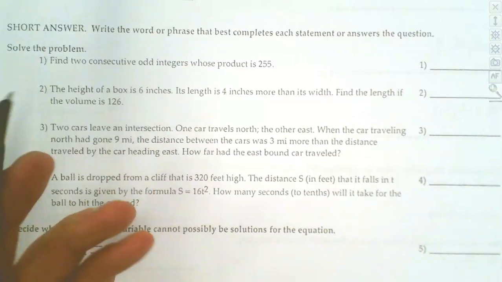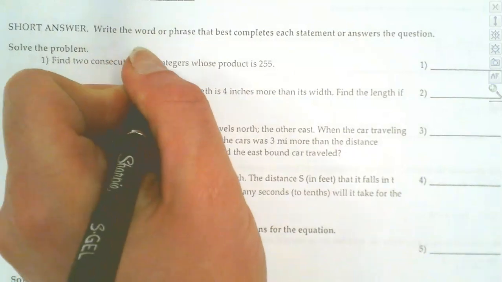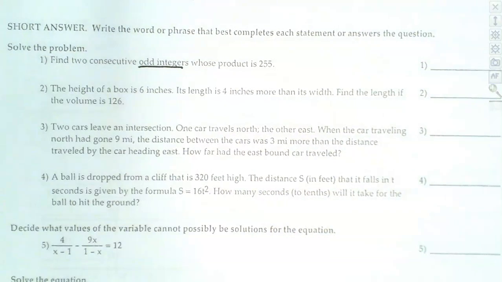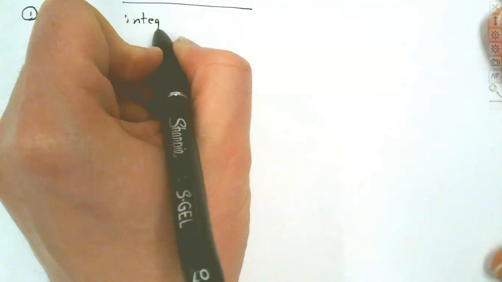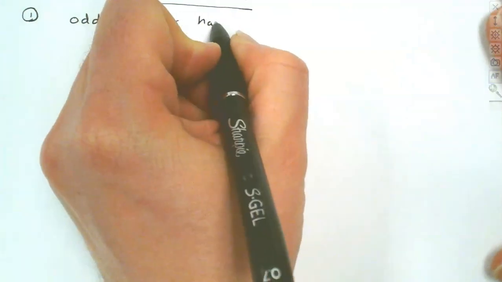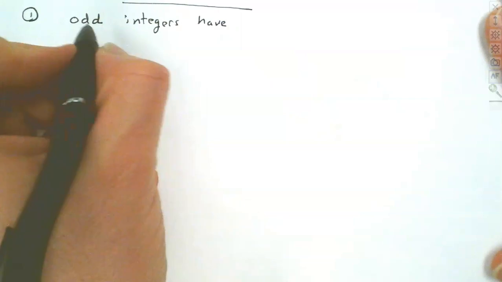We want to find two consecutive odd integers whose product is 255. Now, what do we know about odd numbers and even numbers? Well, they have a gap of 2, right? Because if I look at 3, what's the next odd number? 5. So we're adding 2 every time. So because these are odd, they have a gap of 2. So odd integers have a gap of 2.